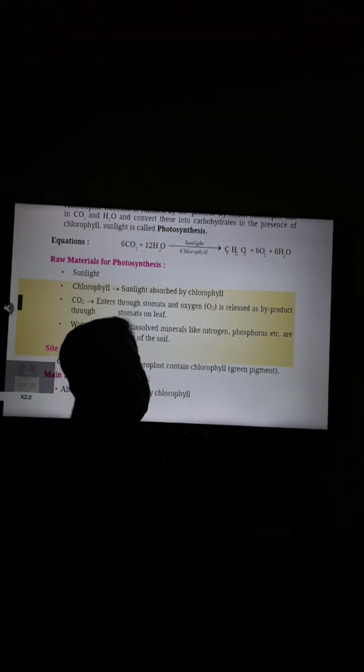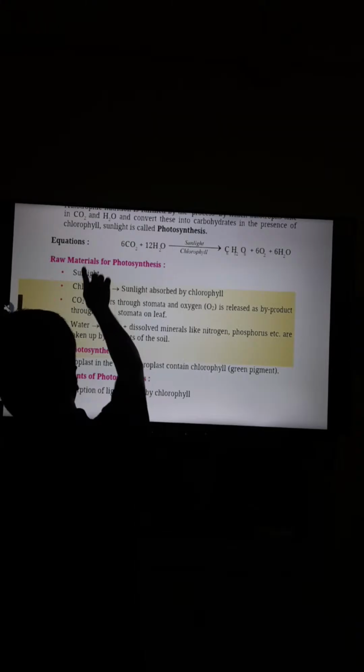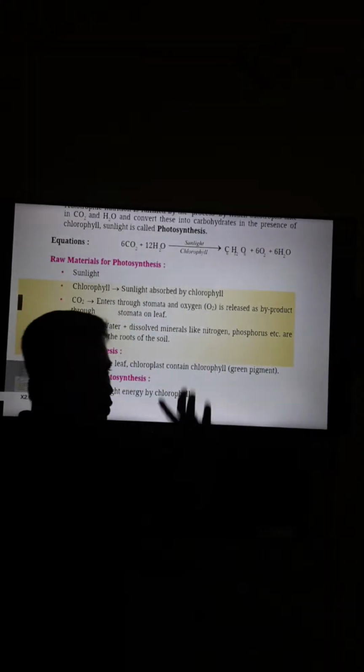First one, absorption of light energy by chlorophyll. Second one, conversion of light energy into chemical energy and splitting of water molecules into hydrogen and oxygen. And the third main event is reduction of carbon dioxide into carbohydrates.